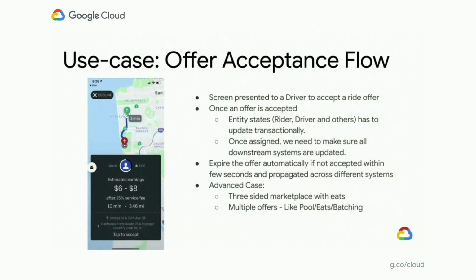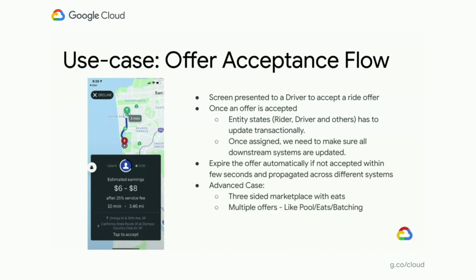To your left, we can see a snapshot of the offer screen presented to a driver for a ride trip. The driver has an option to accept or decline, and from the driver's point of view, it's just a tap of a button. But a lot of things happen in the backend. These drivers and riders are modeled as entities in our system, and when state changes occur, all these entities need to be updated transactionally. As an example, once the driver accepts the offer, the rider also needs to be associated with that driver, and all the downstream systems need to be updated and kept in sync.